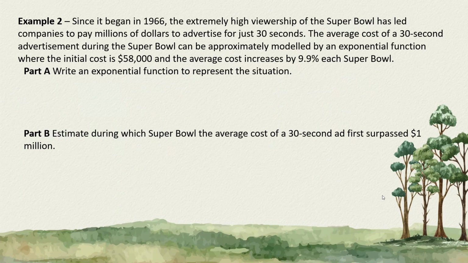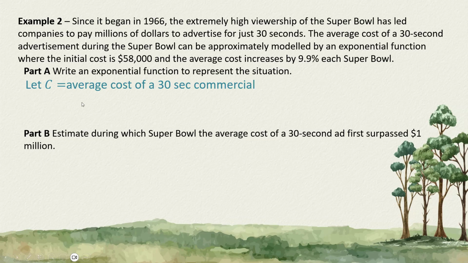Example 2. Since it began in 1966, the extremely high viewership of the Super Bowl has led companies to pay millions of dollars to advertise for just 30 seconds. The average cost of a 30-second advertisement during the Super Bowl can be approximately modeled by an exponential function where the initial cost is $58,000 and the average cost increases by 9.9% each year. Write an exponential function to represent the situation.